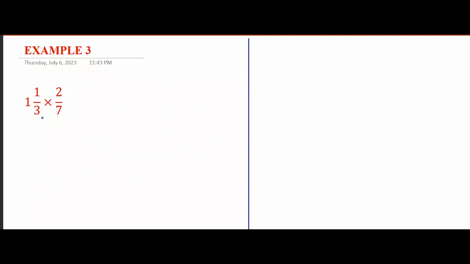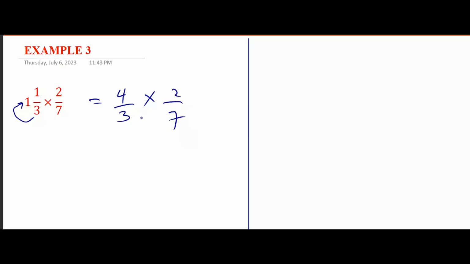Here we have a mixed number and a proper fraction. The first thing we need to do is to write this mixed number as an improper fraction by multiplying this 3 by this 1. That will be 3. Then add it to the numerator, which is 1. That is 3 plus 1, that will be 4. So you have 4 out of 3 multiplied by 2 out of 7.